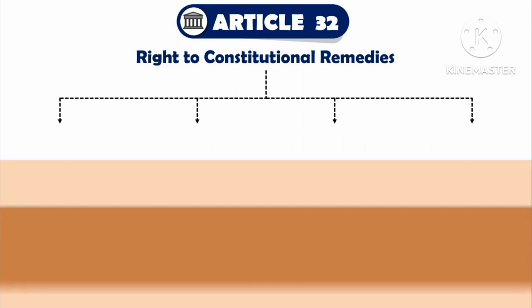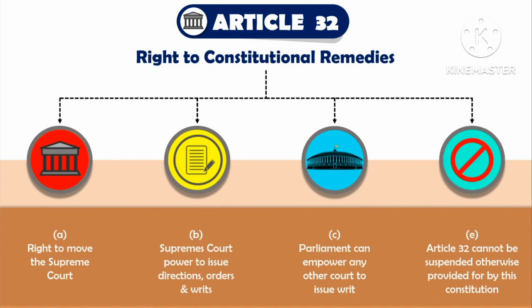That is, the right to constitutional remedies. In Article 32, we discussed 4 clauses, whose second clause says that the Supreme Court has the power to issue directions, orders or writs against the violator for the violation of a fundamental right. So today we will be discussing the same writ and the types of writ in detail.